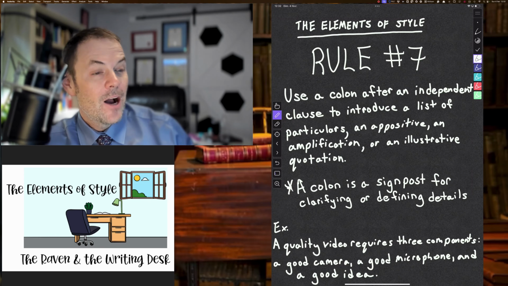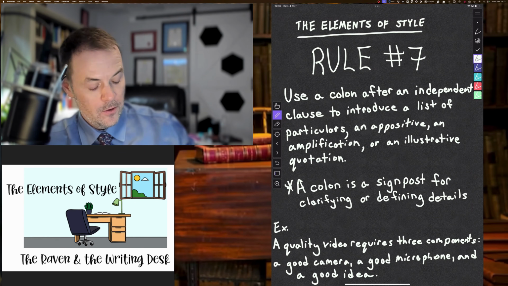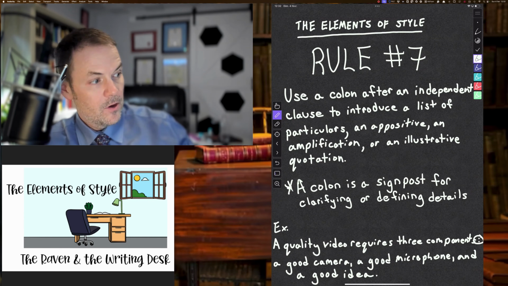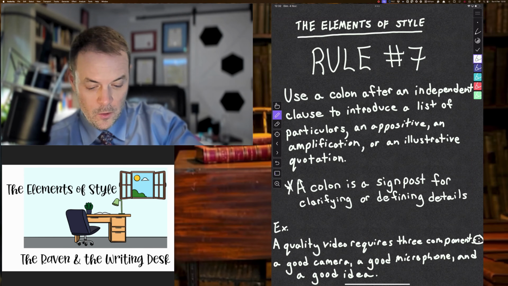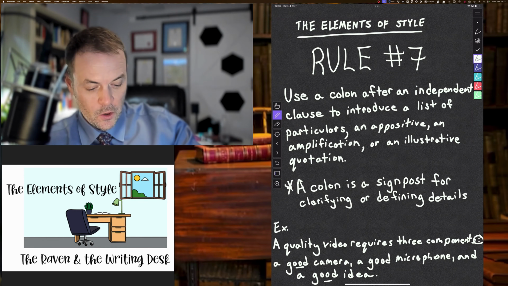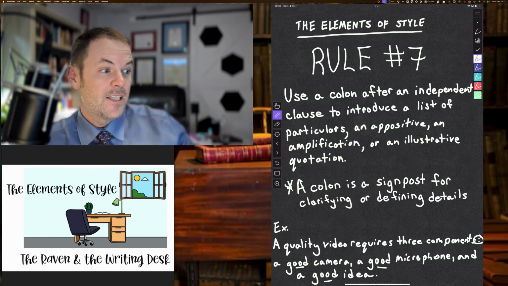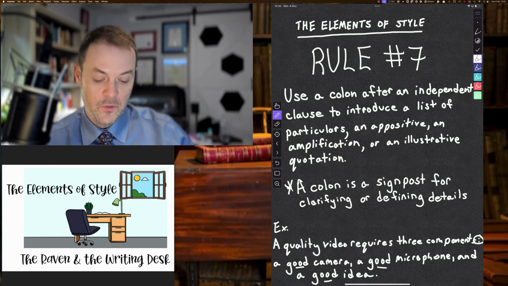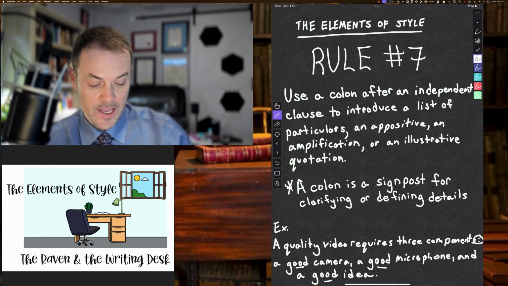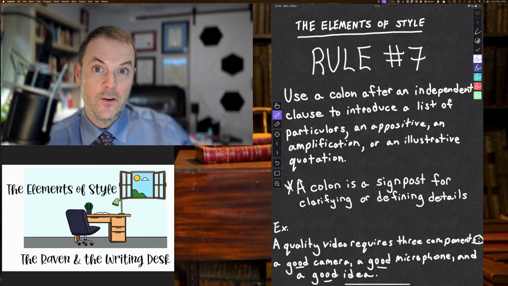For example, "A quality video requires 3 components: a good camera, a good microphone, and a good idea." So, a quality video requires 3 components. I put the colon here to indicate I'm about to tell you what these 3 components are. And also note that the repetition of the word good helps balance out these clauses to make it even smoother. So I'm just going article, good, the adjective, and then the noun, camera. A good microphone and a good idea.